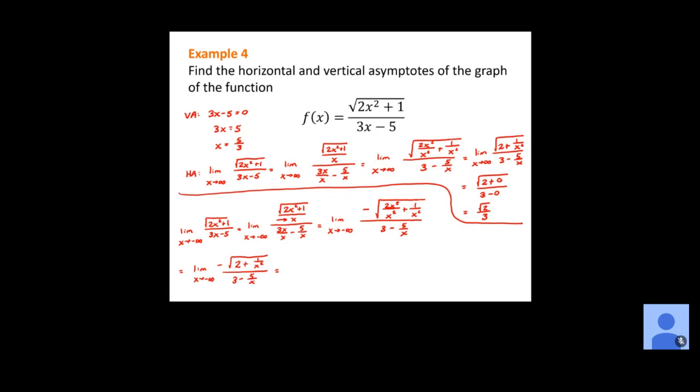Okay, so now when we go through and we take this limit, what is this going to give us this time? Exactly, right? The only difference now is because we have that negative on the outside of the square root, it's just going to become a negative square root of 2 over 3, right? So we're going to get negative square root of 2 plus 0 over 3 minus 0. And it works out to negative square root of 2 over 3.